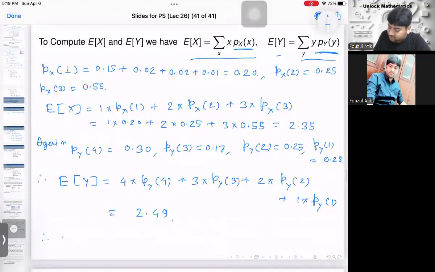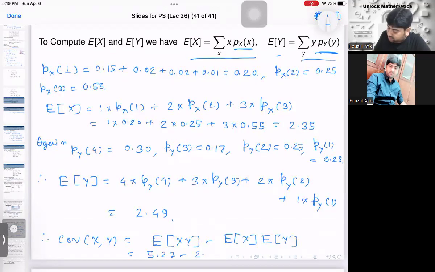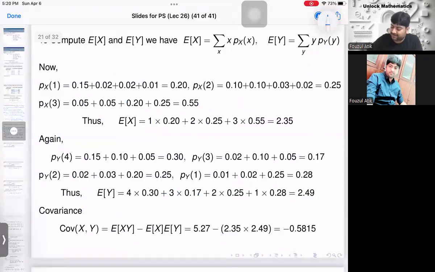So we know that the covariance of x and y, by this formula, is equal to expectation of xy minus E of x into E of y. This value is 5.27, minus this value, which we got as 2.35, into 2.49, and we get a negative quantity, which is minus 0.5815. So the covariance between x and y is equal to minus 0.5815. Yeah, so this one we have already done.